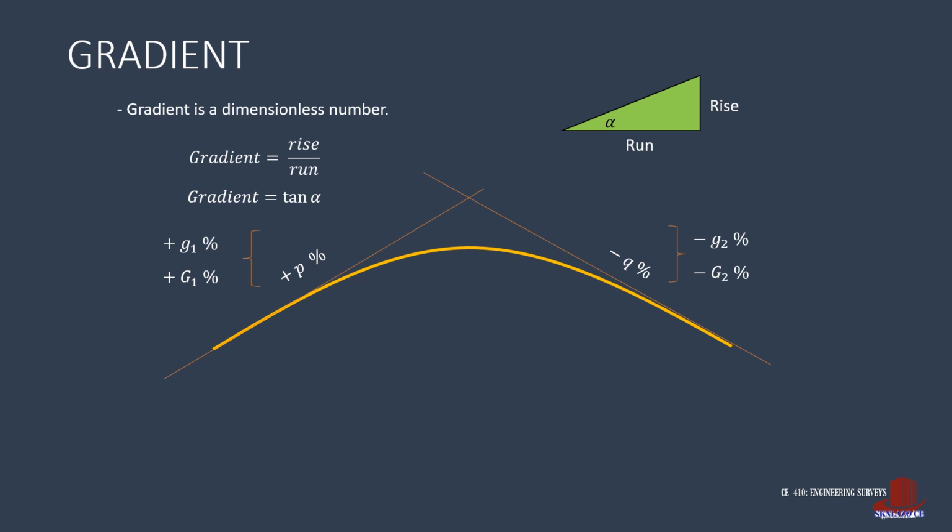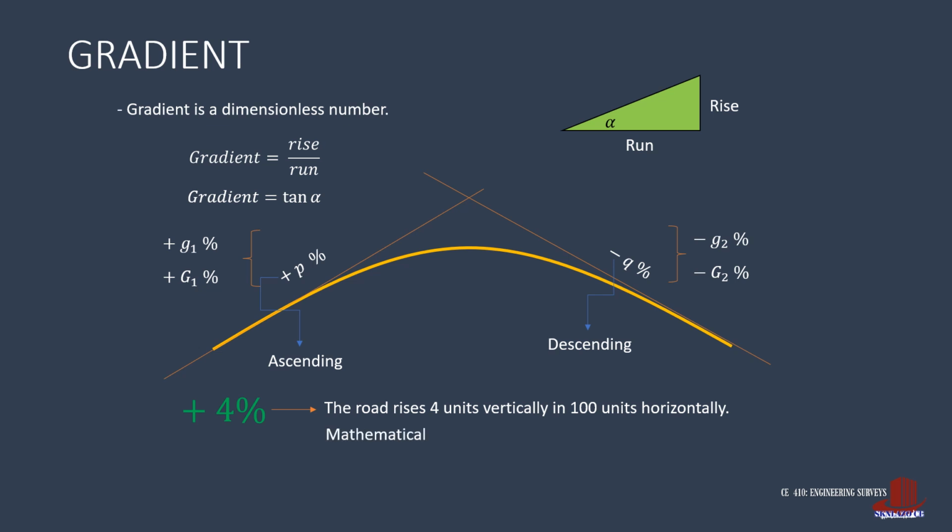Next is the signs before P and Q. A positive prefix means ascending or rising up, and a negative sign is descending or sliding down. Although gradient is dimensionless, we can write it like positive 4%, for example. This means that the road rises 4 units vertically in 100 horizontal units. If written mathematically, this is like 4 out of 100, which is then simplified as 0.04.